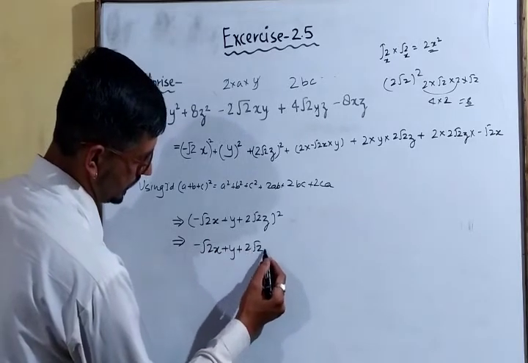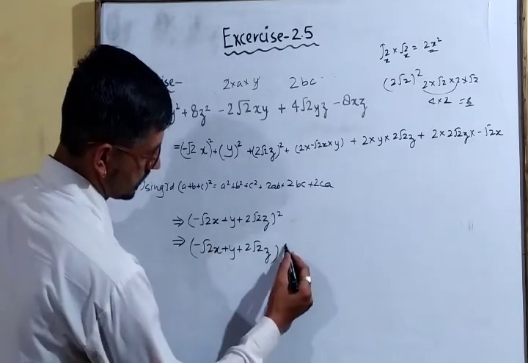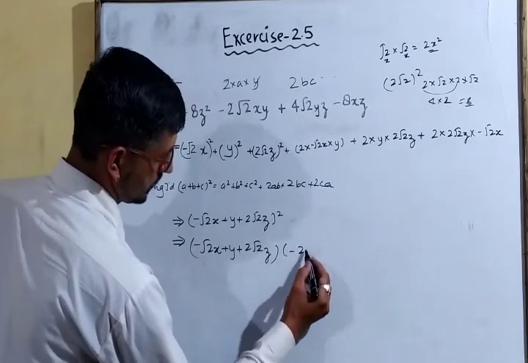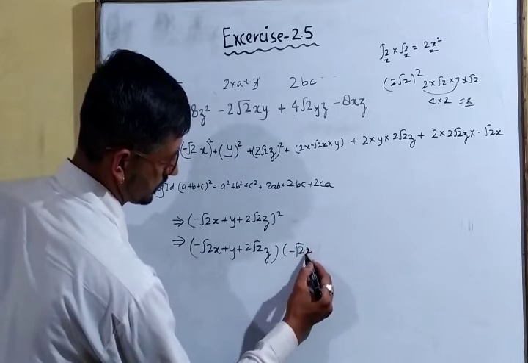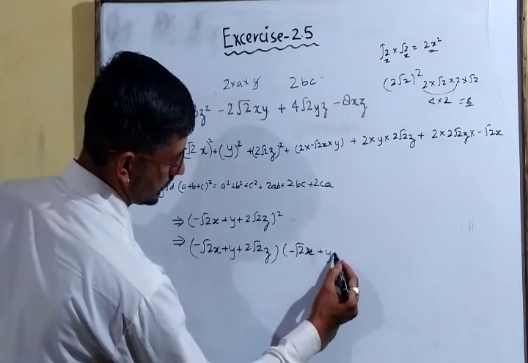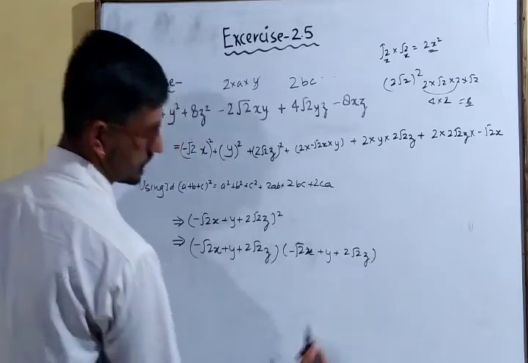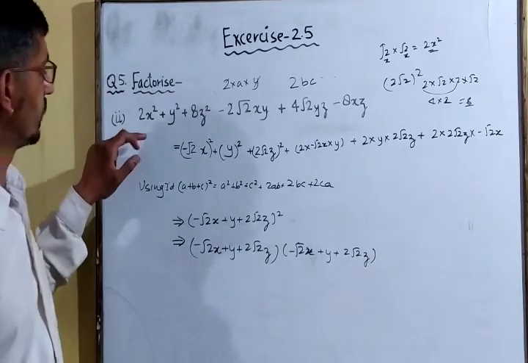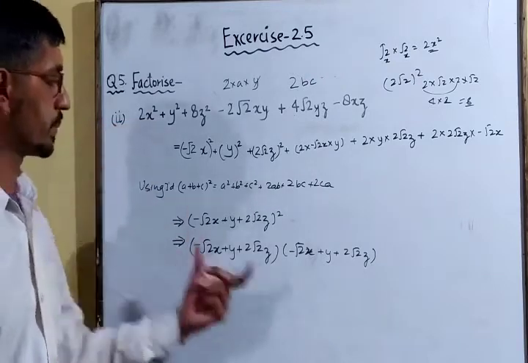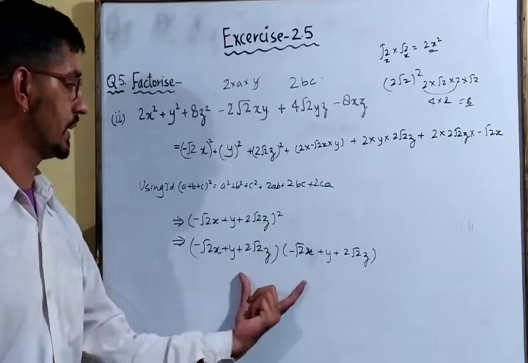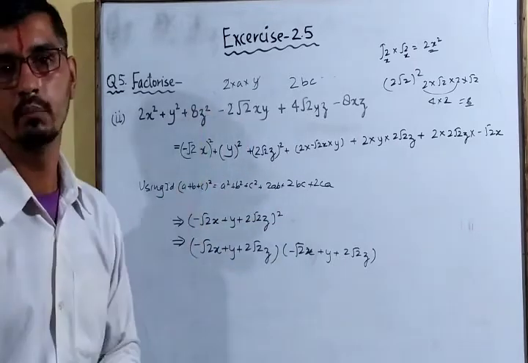Plus 2 root 2z, minus 2 root 2, root 2x plus y plus 2 root 2z. Okay, so we have got this by the product of these two. Okay, so these are the factors of this polynomial.